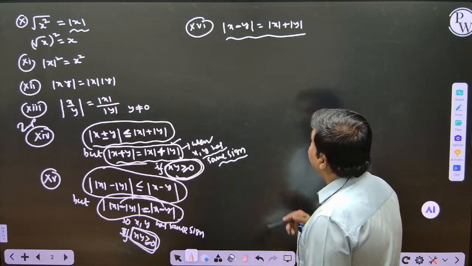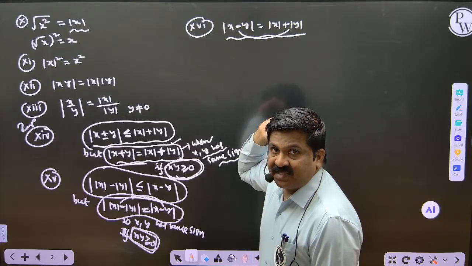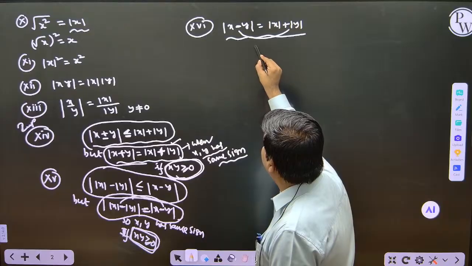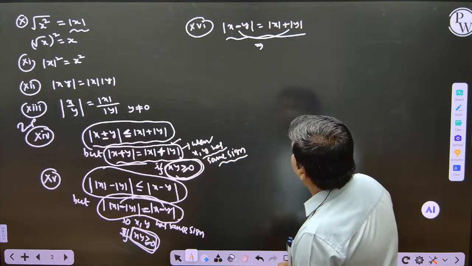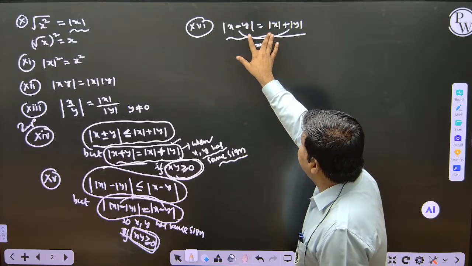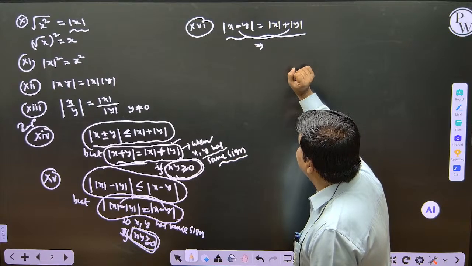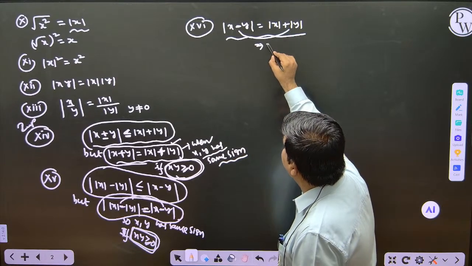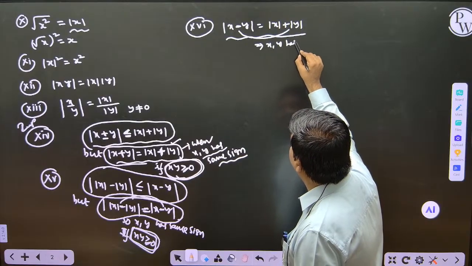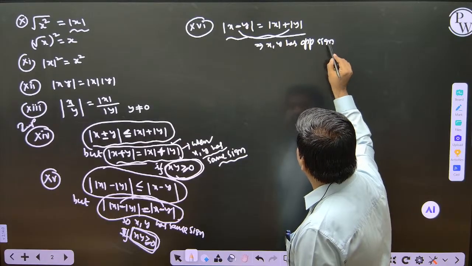Plus sign. But here and here we have opposite signs. So that's why this equality holds, but in between which sign is there? Opposite sign is there. That's why here x comma y has opposite signs also.